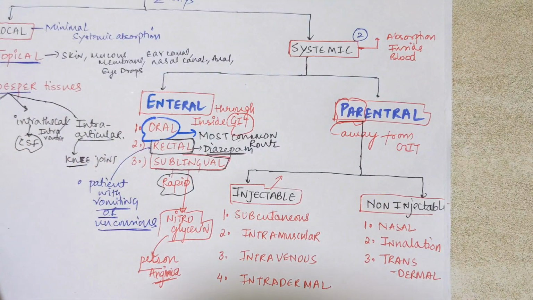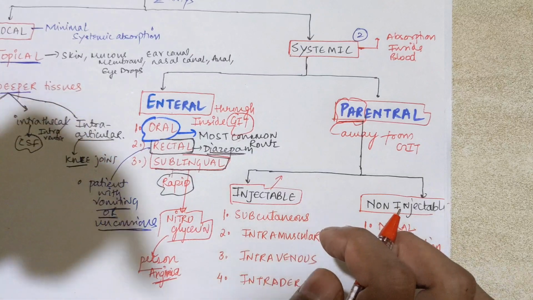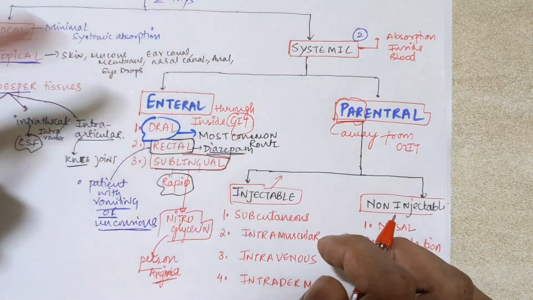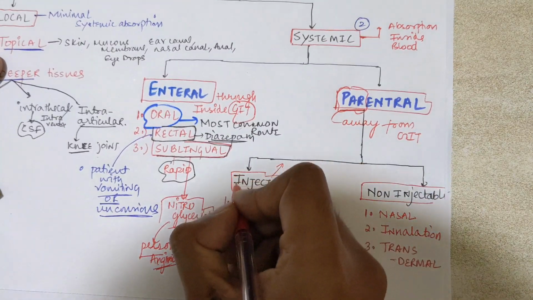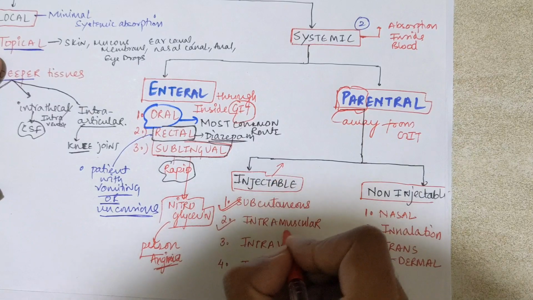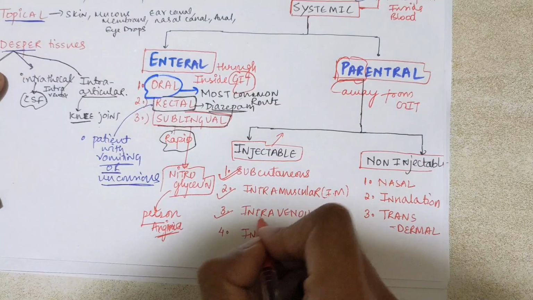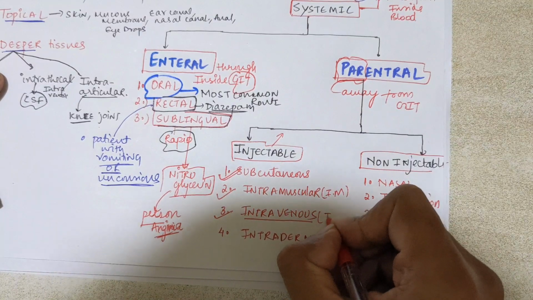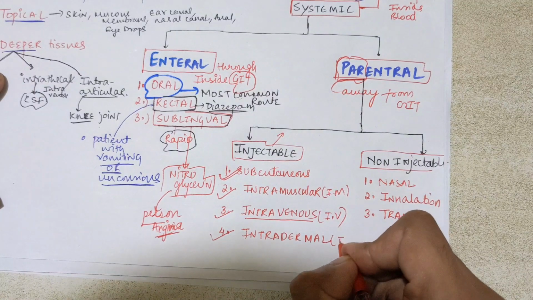Away from the GIT means you will be inserting the drug not through the mouth, rectal route or sublingual route. So we are going through the injection or non-injection routes. Injectable routes: first we have the subcutaneous route, second is the intramuscular route, IM, and third, also the widest used route, is intravenous, and next comes intradermal.